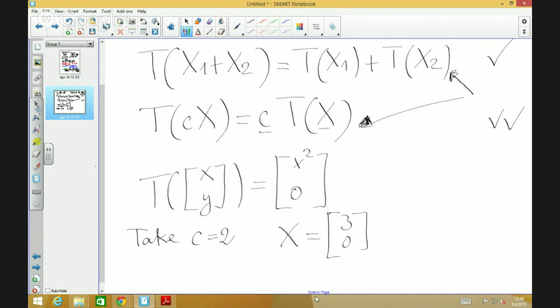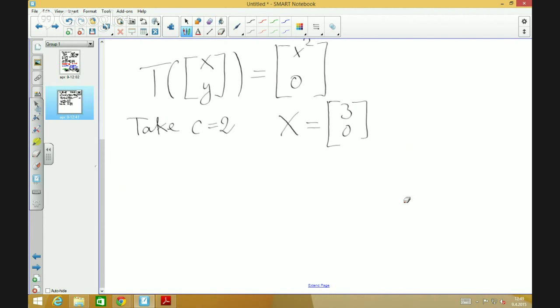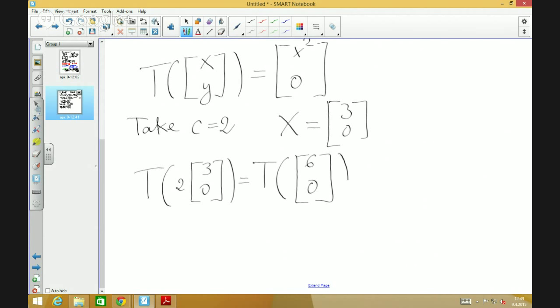Okay? So now all we need to do is plug those values in. Let's see. What is T of 2 times (3, 0)? If I multiply all the entries in the vector (3, 0) by 2, what do I get? 6 here, because it's 2 times 3, and 0 here. And now, what is T of (6, 0)? Well, 6 squared is 6 times 6, 36, and I get a 0 here.